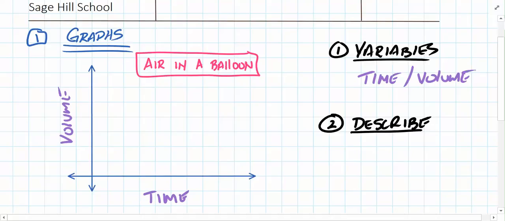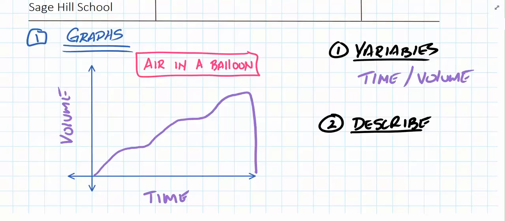And here's the graph. This is how it's going to go. It's going to go like this, and then like that, and like that, and then it's going to drop off like that. Okay, so here we go. I have this graph of time and volume. So I am comparing the amount of air in the balloon, which is what we're calling volume, over time.